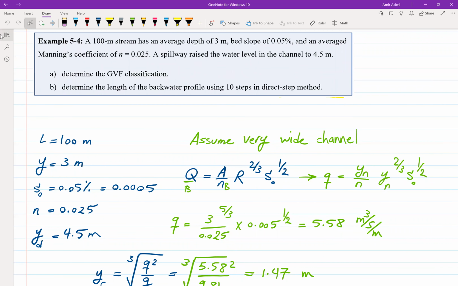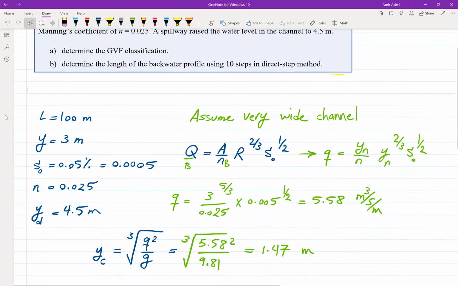So the question asks to determine the gradually varied flow classification and determine the length of the backwater profile using a 10-step direct step method. So we need to use the direct step method. So we assume that the channel bed is very wide.